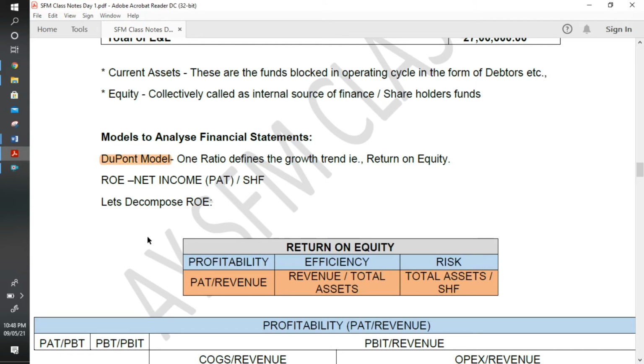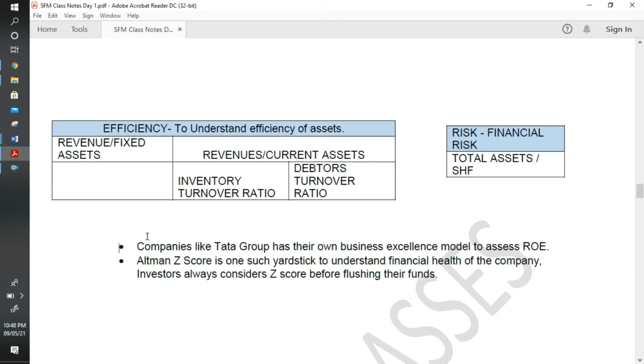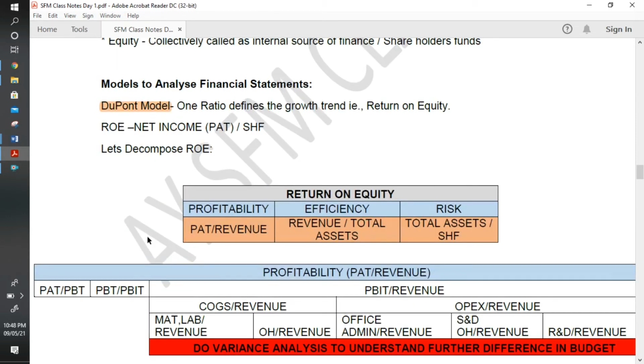So an investor can analyze these and compare it with other companies to make a decision on investments. So the DuPont analysis in CRISP, what does it say? It gives the detailed snapshot of the return on equity. So return on equity has got three components: profitability, efficiency, and risk. So we'll go one by one.